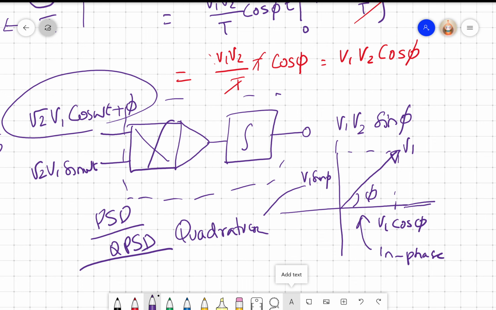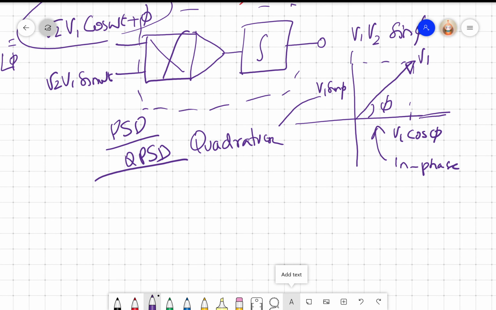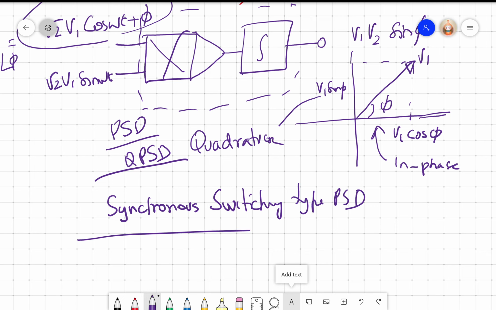So what is popular as a PSD is the second type, which is called the synchronous switching type PSD. What is a synchronous switching type PSD? We will see in the next class. So I stop here.